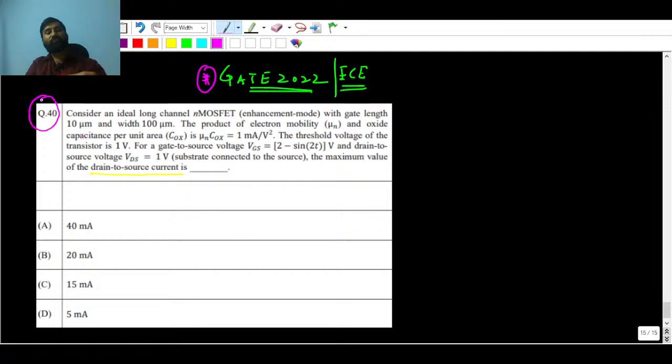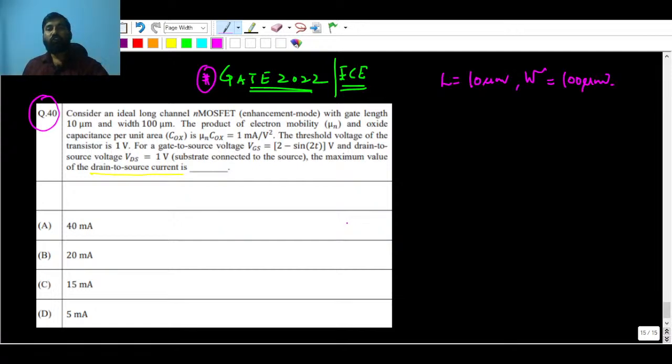So this was question number 40. Consider an ideal long n-MOSFET, enhancement mode, with gate length 10 micron. So they have given the gate length L as 10 micron. While going through the question, you keep noting whatever information is given. The width they have given here is 100 micron.